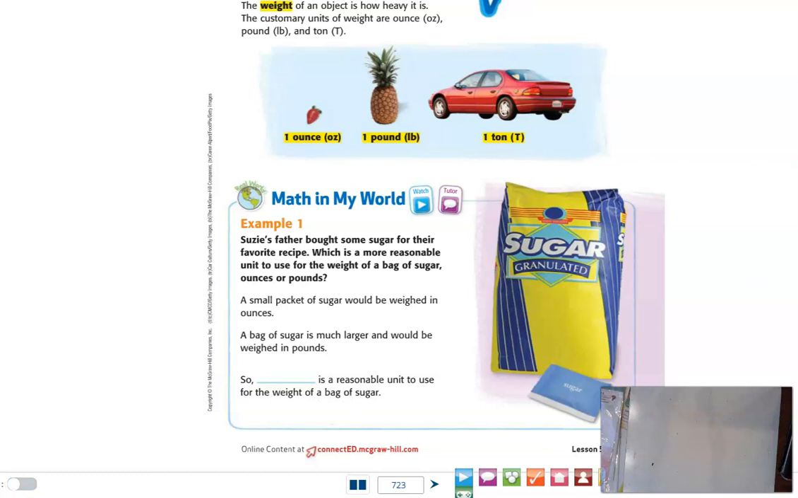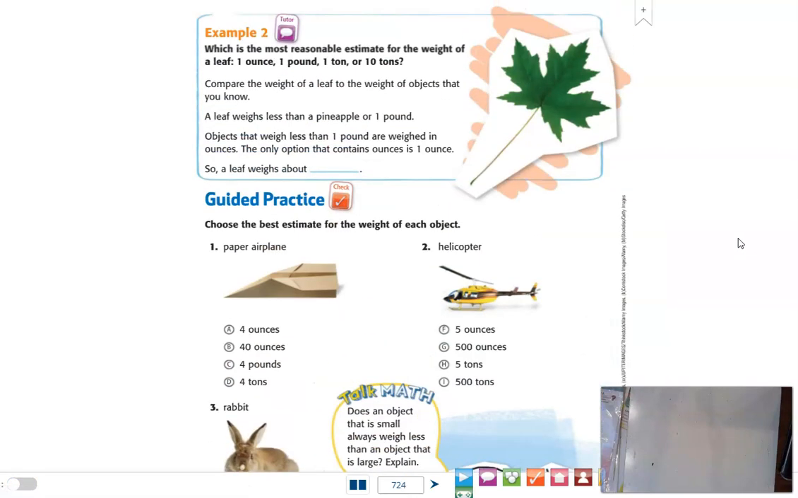Okay, going on to 724. What is the most reasonable estimate for the weight of a leaf? Now, if I'm imagining a leaf, that is a much different weight than a bag of sugar. And I'm probably not going to use a ton or 10 tons. Even a pound would be awfully heavy to weigh just a single leaf. So I'm probably going to use an ounce to measure the weight of a leaf.